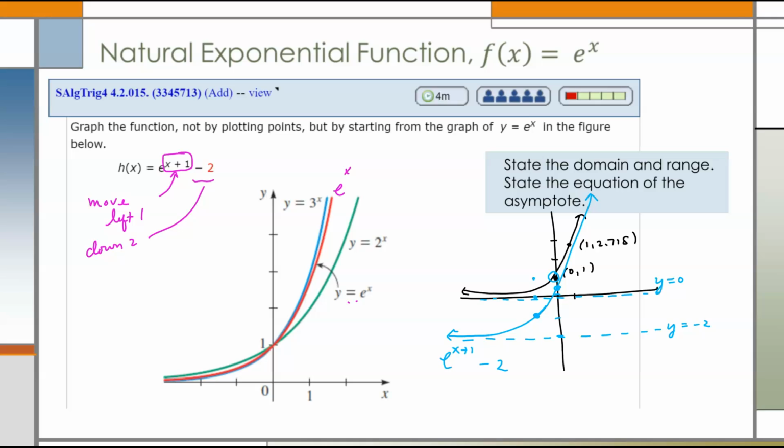Okay, one last example. Here's how our graph would look in WebAssign. This is WebAssign 4, section 4.2, problem 15. In WebAssign, you'll have multiple choice questions that you would select from the work that you've done. What's the domain? All real numbers. What is the range? The y values start but don't equal -2, go up to infinity, and the asymptote is y equals -2.